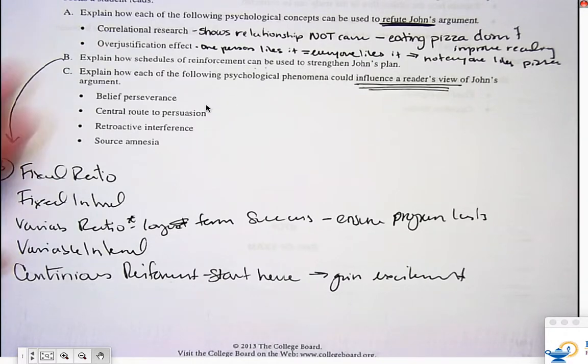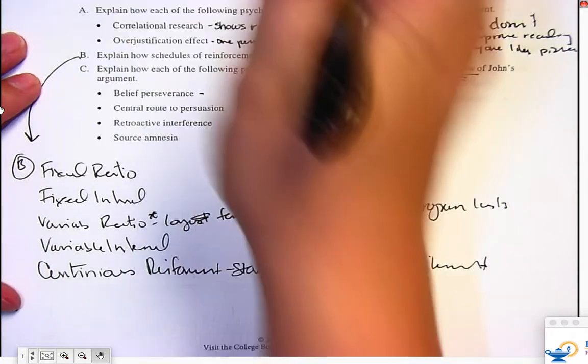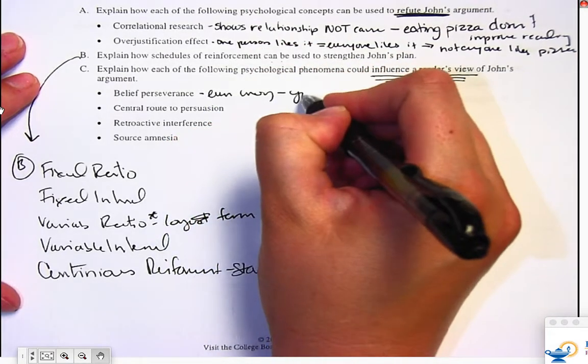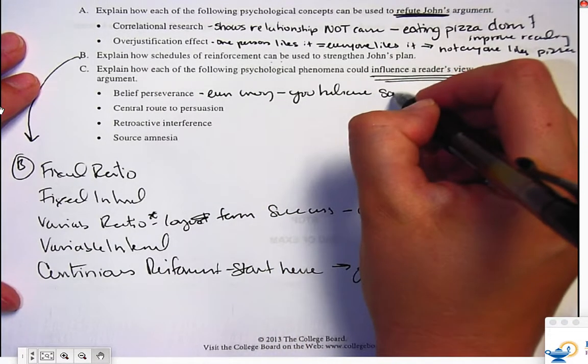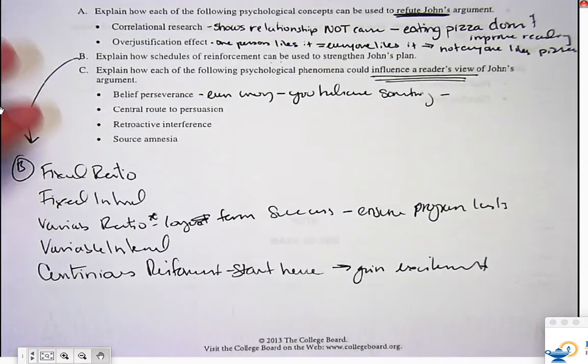All right. What is belief perseverance? Maybe when you continue to stick with what you believe. Yes. Even though it's wrong? Yes. Even when wrong, you believe something. Okay, so how would belief perseverance influence a reader's view of John's psychological argument, of John's argument?